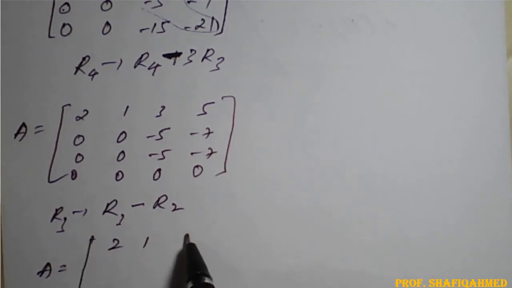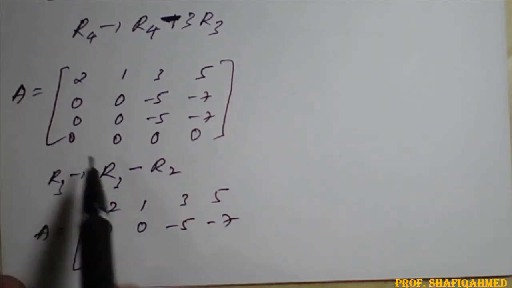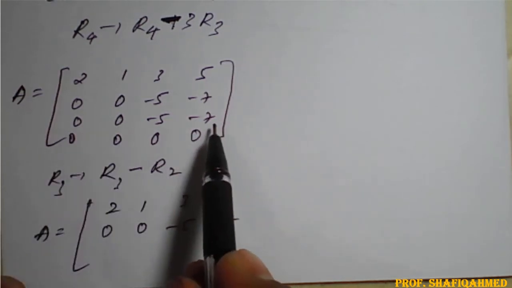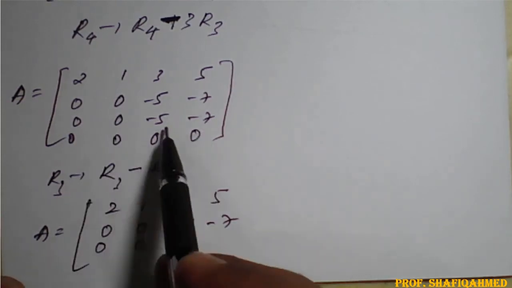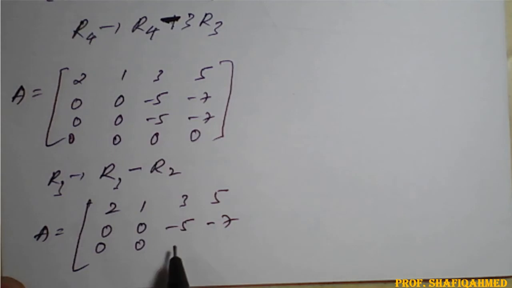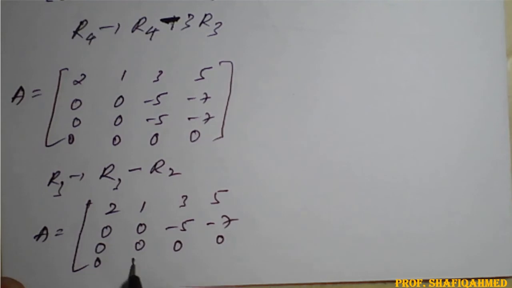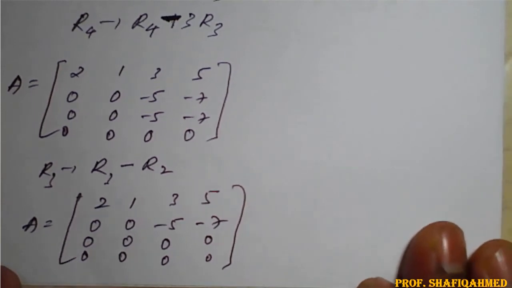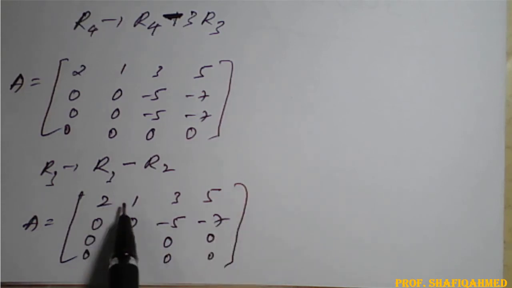First row 2 1 3 5, second row 0 0 minus 5 minus 7, and on R3, so what happens here? 0 minus 0 is 0, 0 minus 0 is 0, minus 5 minus of minus plus, so it is 0, minus 7 minus of minus plus 7, it will become 0. Last row is already 0, so write as it is. So you can see here, these are the last operations on this matrix. So again we cannot reduce this matrix, so we have two rows having zeros and two rows having elements.